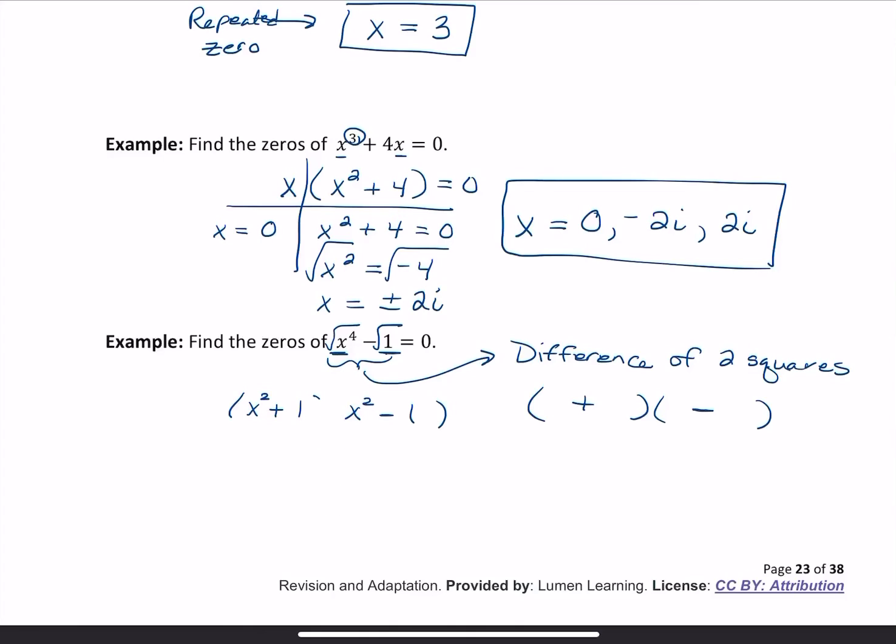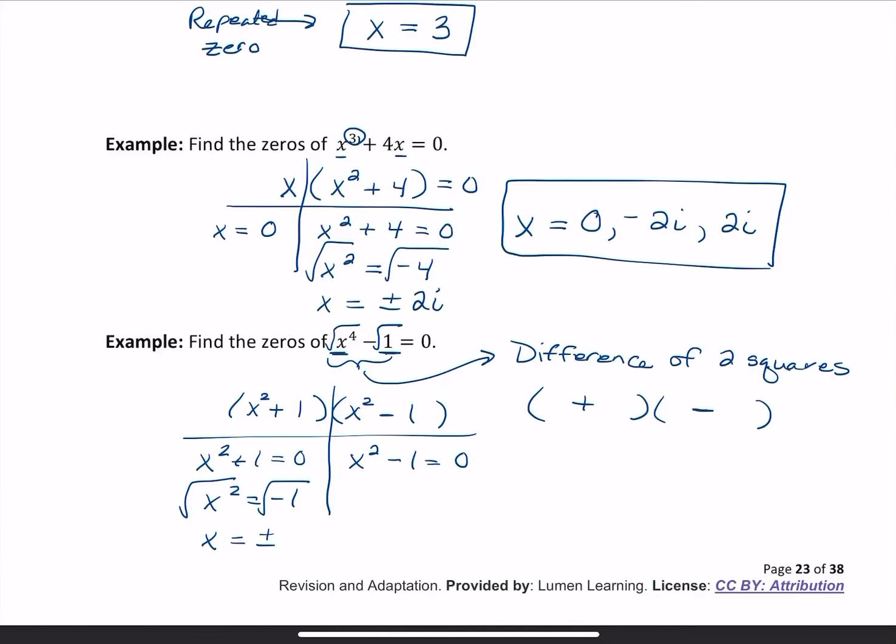So here I've got x squared plus 1 equals 0 and x squared minus 1 equals 0. So here I'm going to subtract 1 from both sides and square root it. That leaves me with x equals plus or minus the square root of -1, which is going to give me 1i, or just i. And then over here I've got x squared minus 1 equals 0, and when you square root both sides, you end up with x equals plus or minus 1.